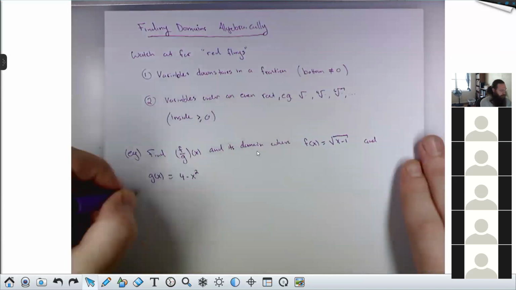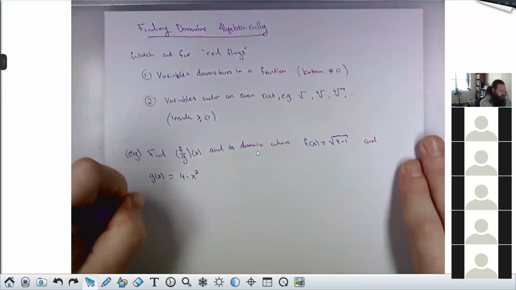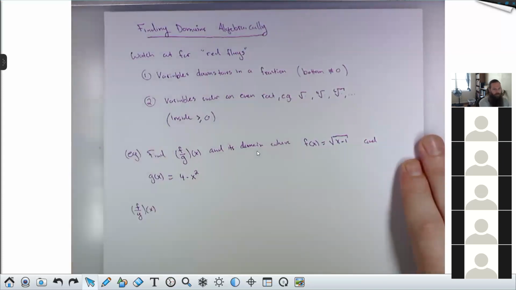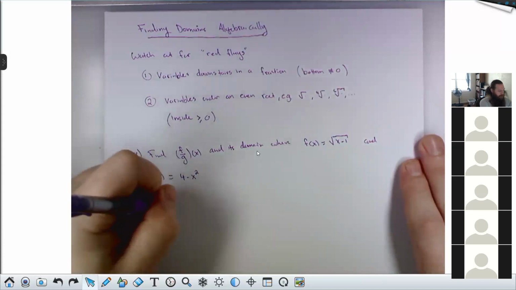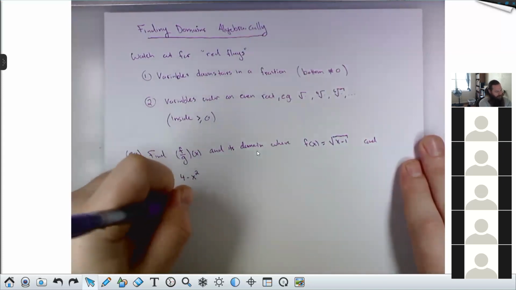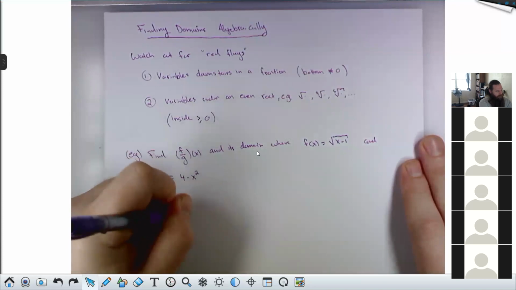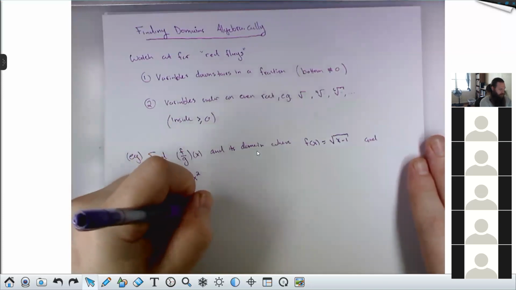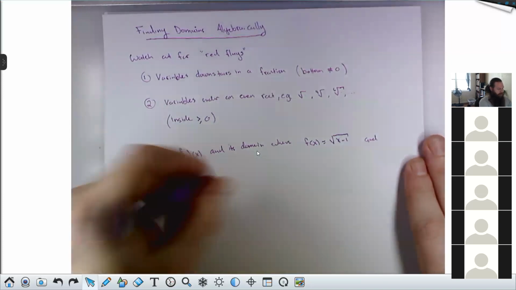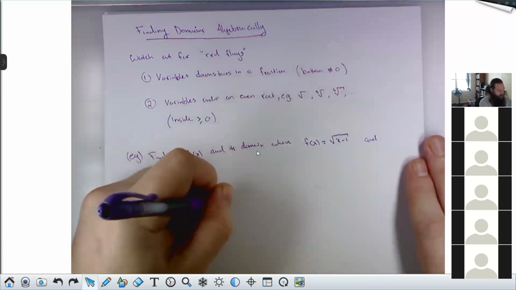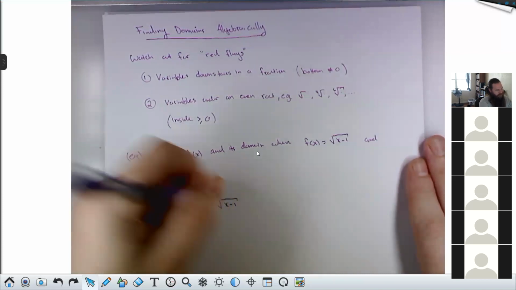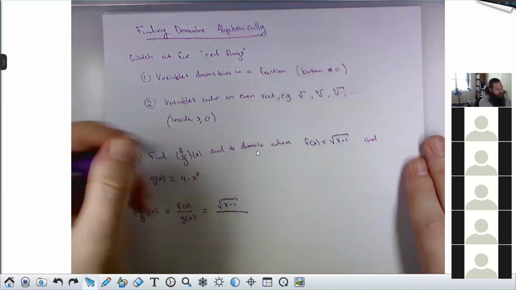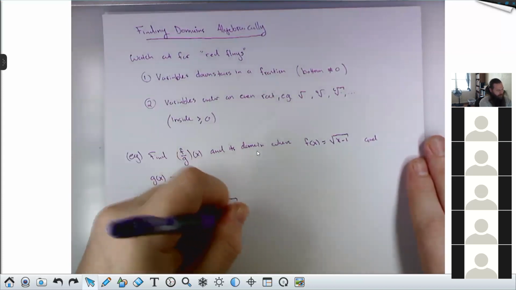So first, f over g of x, the function f over g, is by definition f of x over g of x. And now I can just plug in each of these pieces. f of x is the square root of x minus 1, and g of x, that's 4 minus x squared.